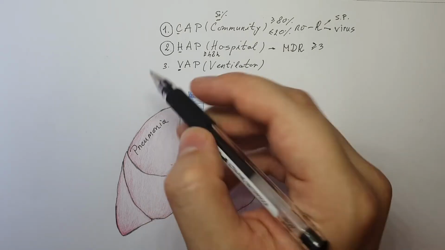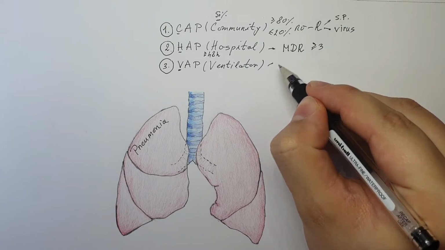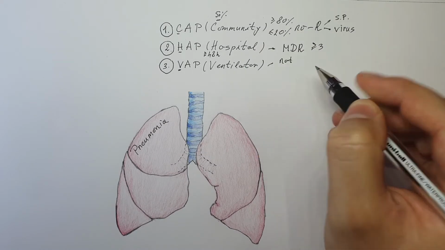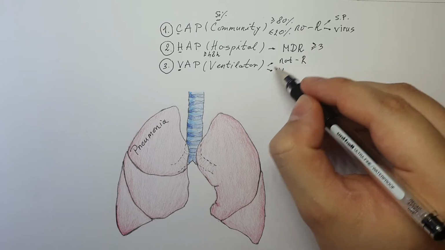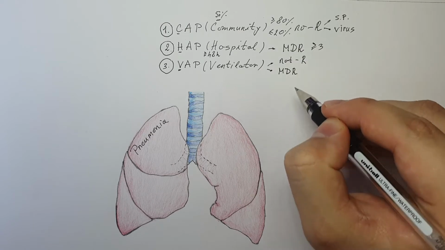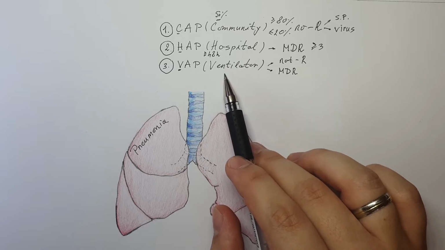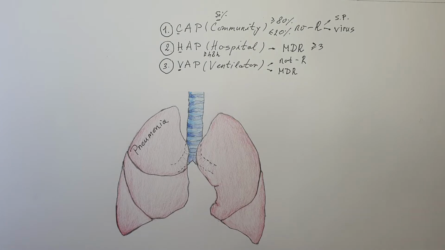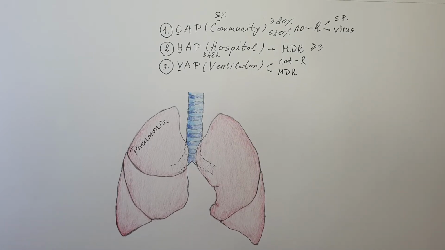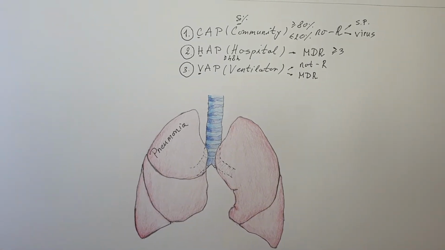The ventilator-acquired pneumonia can be caused by pathogens that are not resistant to antibiotics, but it can also be caused by hospital pathogens that are multi-drug resistant. It happens in patients that have been put on a ventilator machine, and this mechanical ventilation predisposes them extremely to developing pneumonia. There is one more term, and this term complicates this classification a little bit.